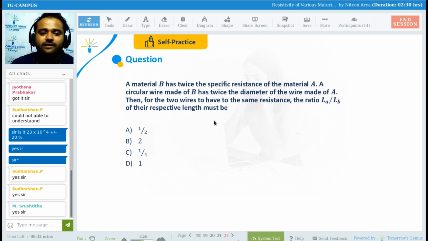In the same way, tell me the answer of this. This particular question states that a material B has twice the specific resistance of material A.